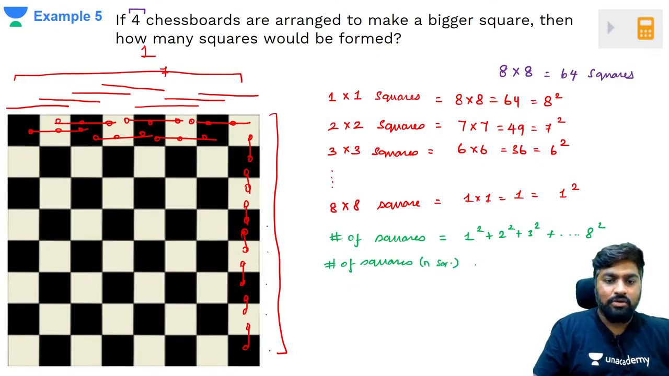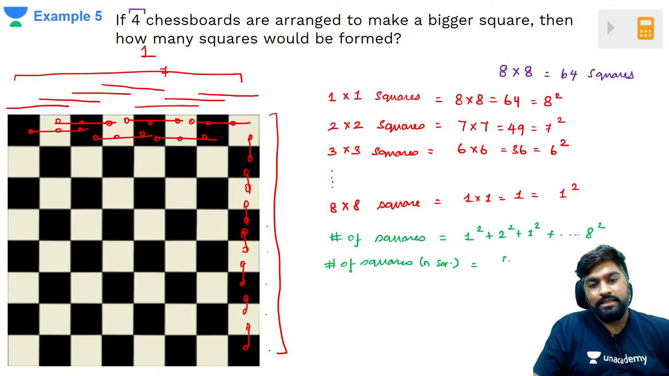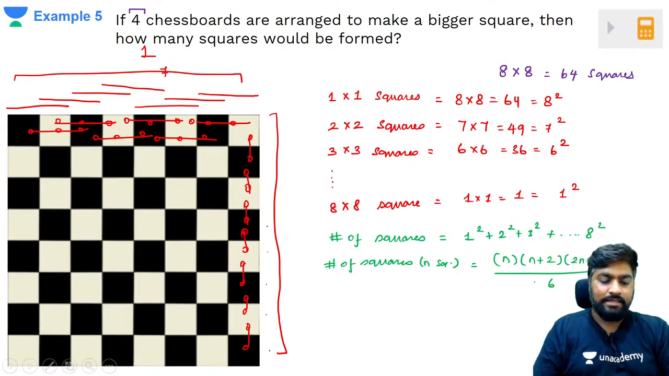N squares on each row can be given as sum of squares of n terms starting from 1, right? N natural number ke squares ka sum kya hoga? That is n into n plus 1 into 2n plus 1 by 6. Sorry, n plus 1, not n plus 2. Do you remember this? If you remember this very well, otherwise itna sa calculation to kar hi sakte hain.